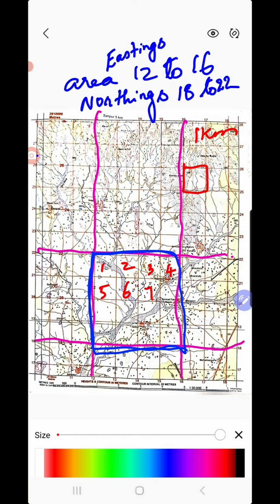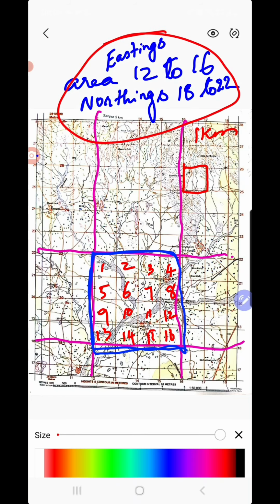Accordingly, what is the area of this? As per the question, the area is 16 kilometer square. Area is always kilometer square. So 16 kilometer square is the area of this particular question. I hope that you understood the question of area.